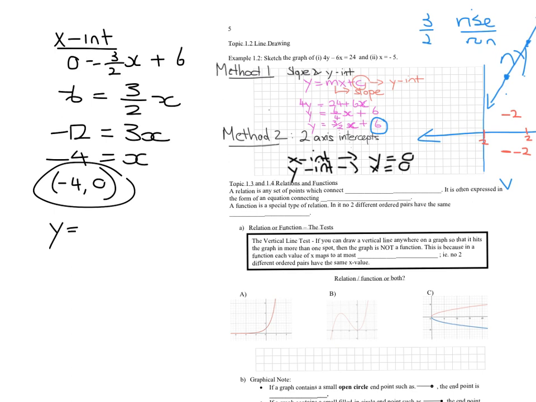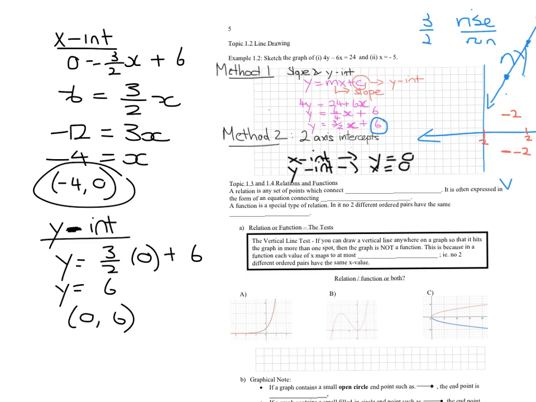The y-intercept is often easier to find. It's just when x equals 0. So we've got y equals 3 on 2 times 0 plus 6. Of course anything times 0 is 0, so y is just going to equal 6. Therefore our y-intercept is 0, 6. Now we've got our two intercepts, so we can draw our equation using that.